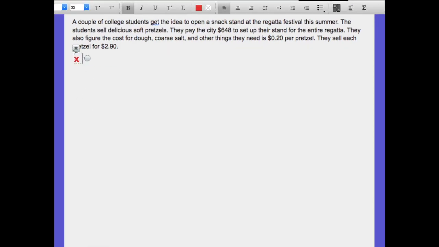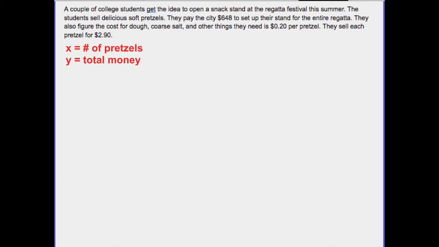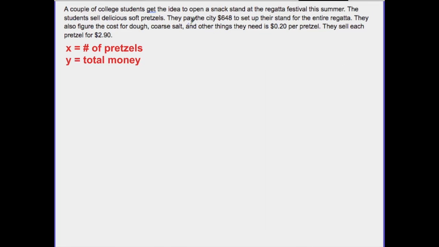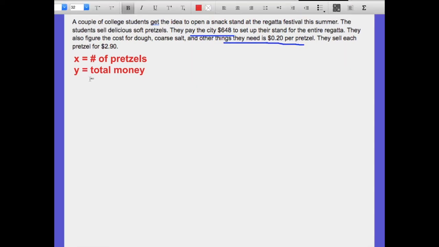All right, so what are they doing? They're selling pretzels, right? So x equals number of pretzels. And they're trying to make money, so y is going to be our total money. These equations should look familiar. These are going to be like a cost versus income. So what do they pay first? They pay $648 to set up, and they also have to pay 20 cents per pretzel to make them. All right, so not too bad.